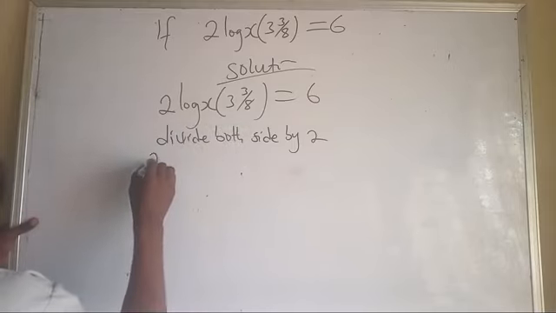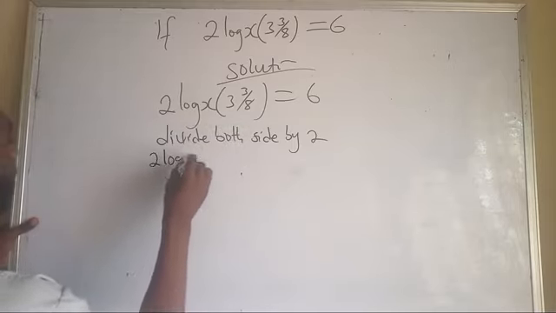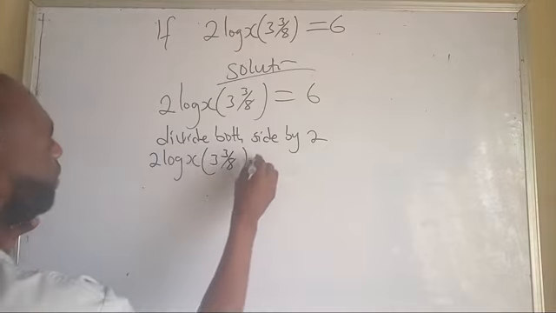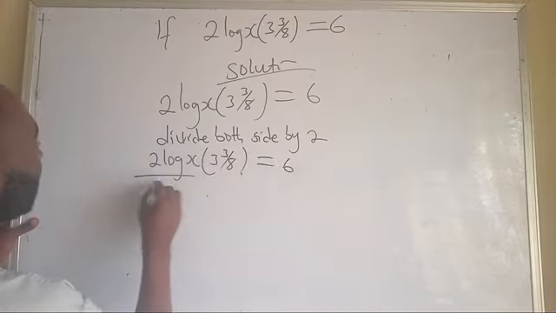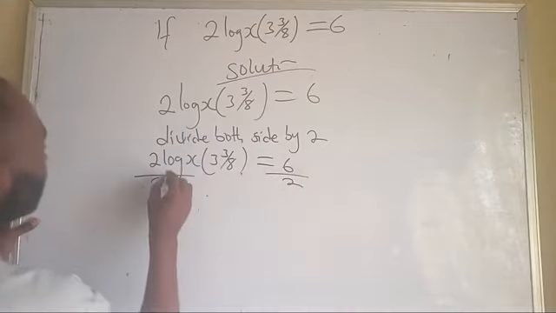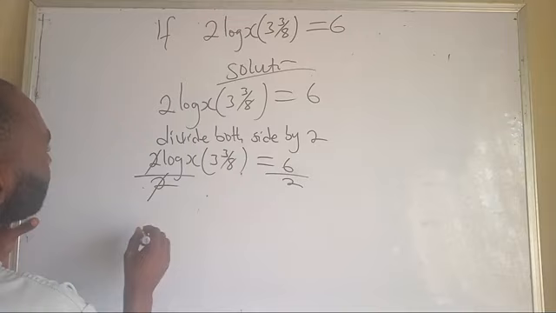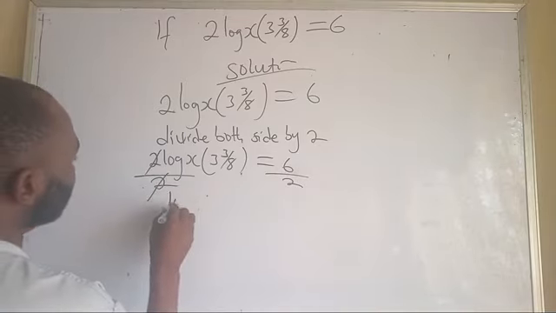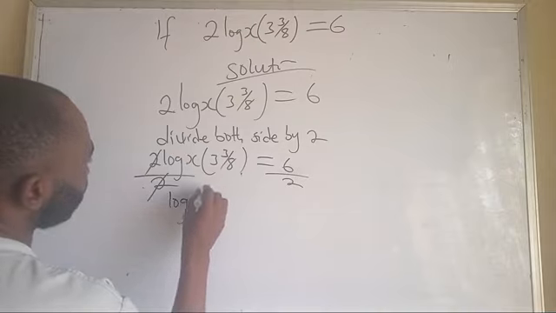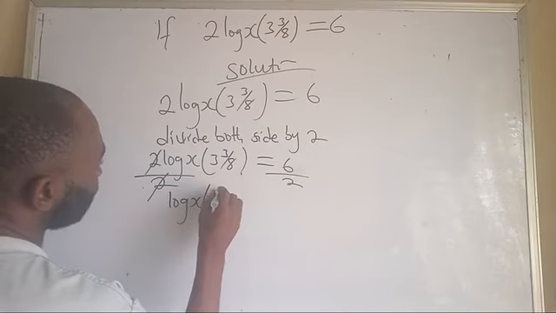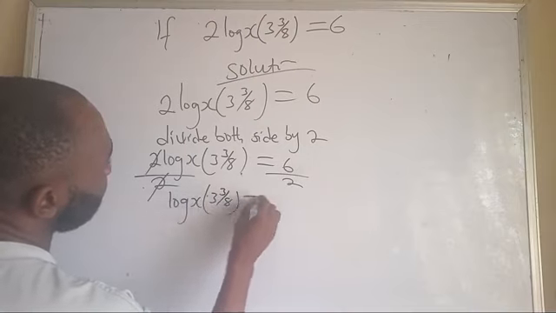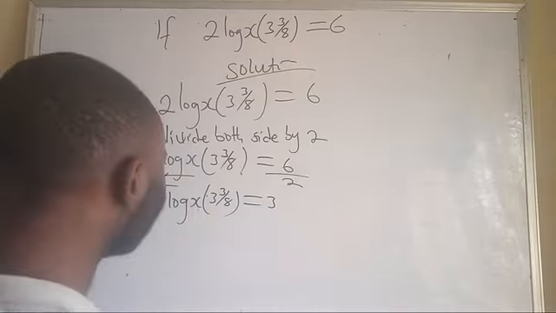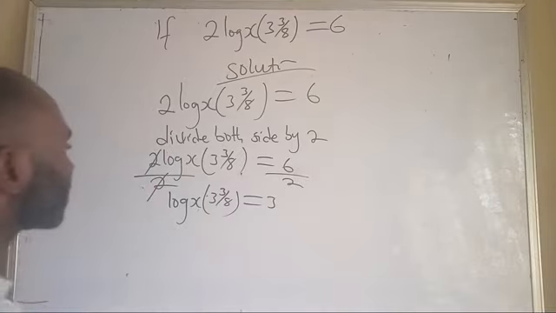So that will be 2 log x (3 3/8) is equal to 6. Since we are dividing both sides by 2, 2 divided by 2 is 1, so 1 times everything here is still the same thing. So that's log x (3 3/8) is equal to 3.